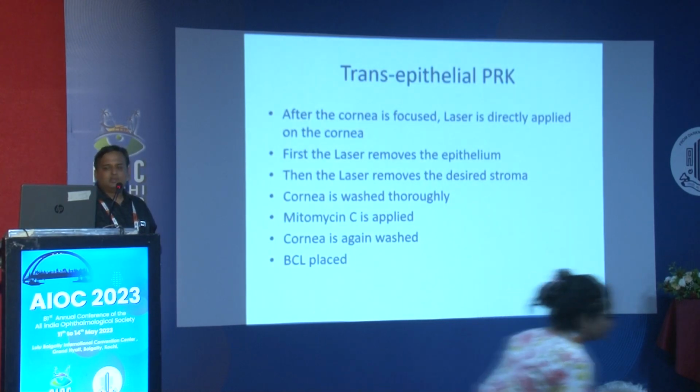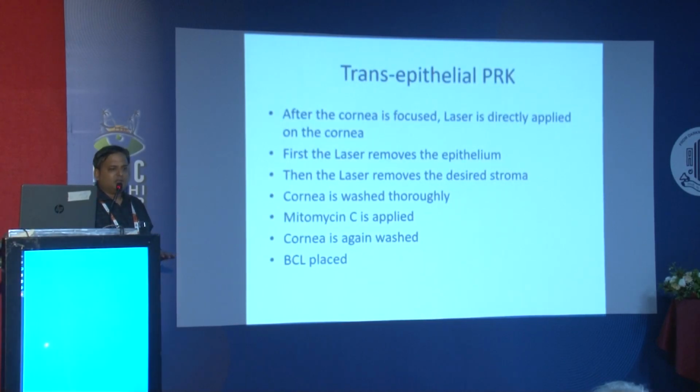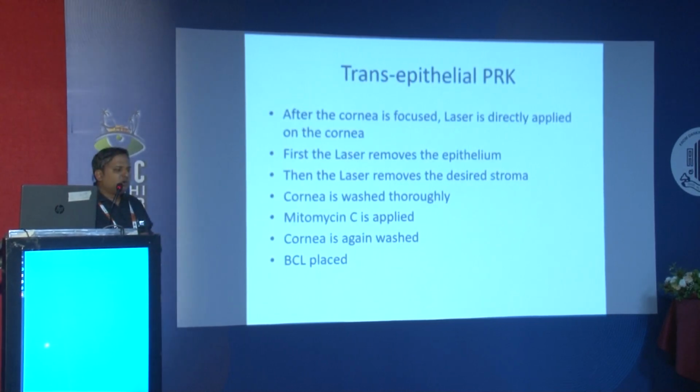So what we do in transepithelial PRK is that we focus the cornea and then we just press our foot pedal. So the laser first removes the epithelium, and with a different wavelength and a different tone, it removes the anterior stroma of the cornea. Then the cornea is washed thoroughly. We apply mitomycin C depending upon the power of the refractive error, and then we place a bandage contact lens, and the surgery is over.